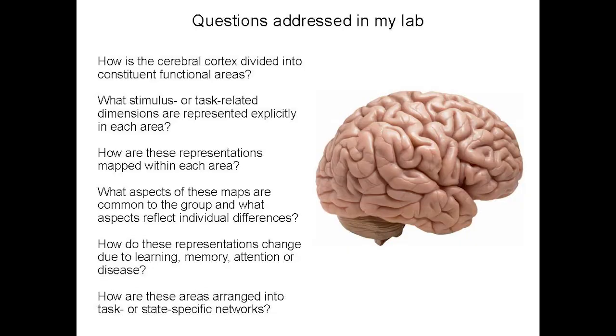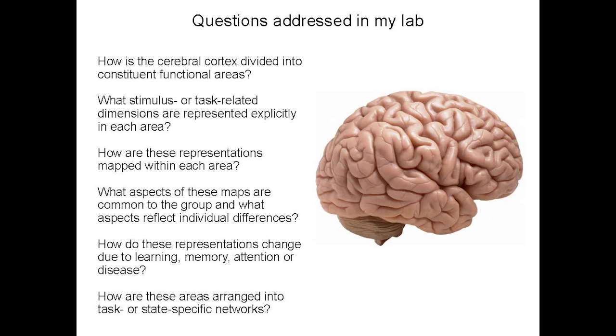So these are the questions that we ask in my lab about this system. Mostly we focus on the cortex, which is this overlying sheet that you can see here. We ask, how is this cortex divided into constituent functional areas and anatomical areas? What information is represented in each area? How are these representations mapped within each area? You might have an area that represents information about faces, but within that face representation, there might be some sort of substructure. For example, happy faces might be represented in one part and sad faces in another part.